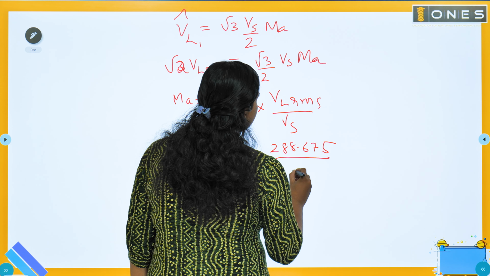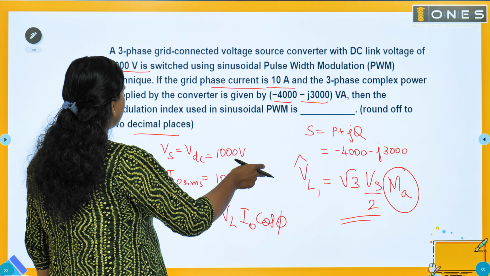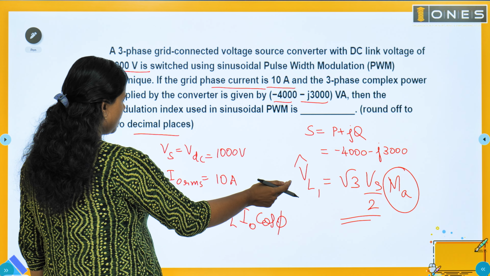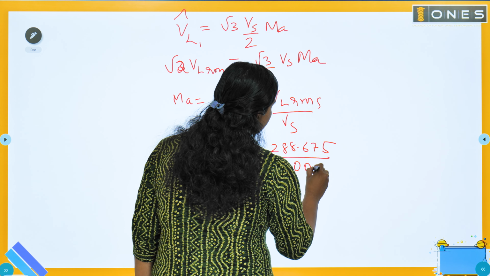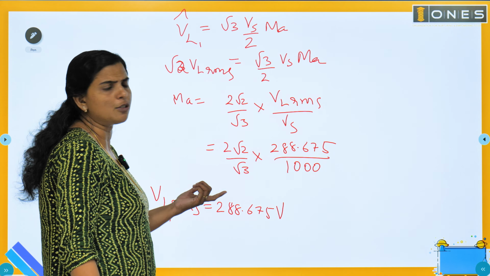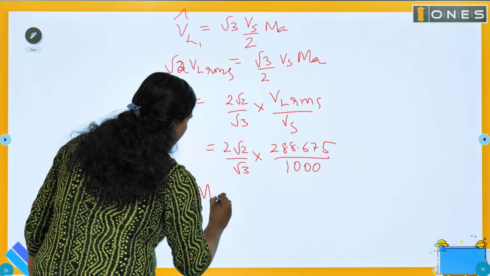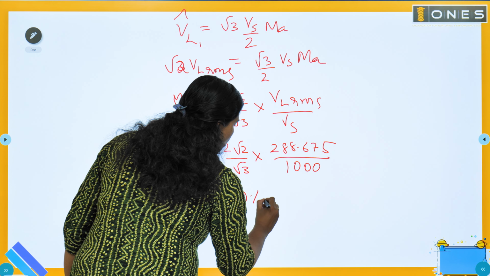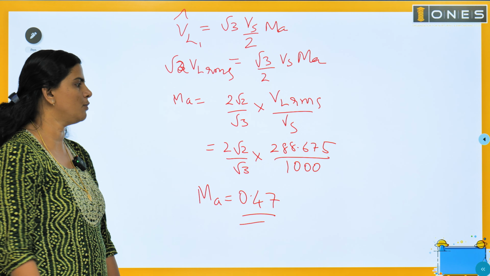288.675. ആൻഡ് VS ഇസ് സോഴ്സ് വോൾട്ടേജ്. എത്രയായിരുന്നു സോഴ്സ് വോൾട്ടേജ്? വി ഗോട്ട് ഇറ്റ് ആസ് 1000 വോൾട്ട് അല്ലേ. ക്വസ്റ്റ്യനിൽ 1000 വോൾട്ട് ആണ് തന്നിട്ടുള്ളത്, റൈറ്റ്. Source voltage was given as 1000 volt. On calculating this, you will get the value of MA as 0.47. Modulation index asked in the question is 0.47.